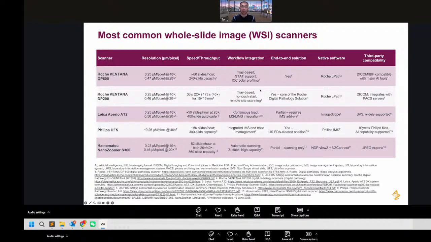So those are some of the key challenges, from the hardware, from the scanning, from the infrastructure. All right.